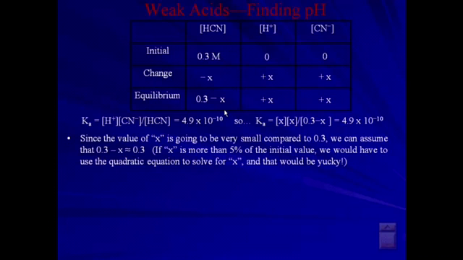If you look at your k sub a value and you solve for x and it ends up being really small compared to your initial value, if it's more than 5%, you really should do your quadratic. But if it's less than 5%, it's negligible. So you really got lucky in this particular instance. This is really easy to solve for. So really k sub a is x squared over 0.3. Very nice. Makes it all nice and tidy.